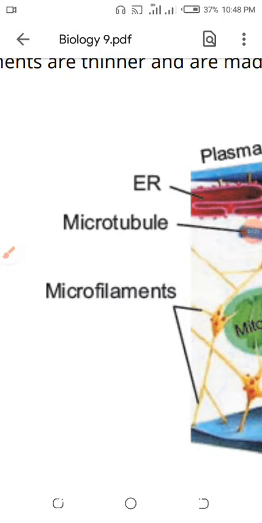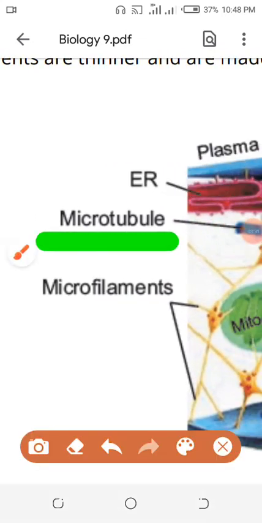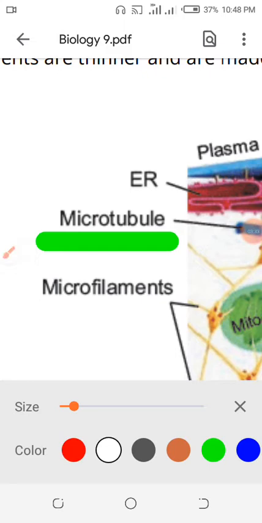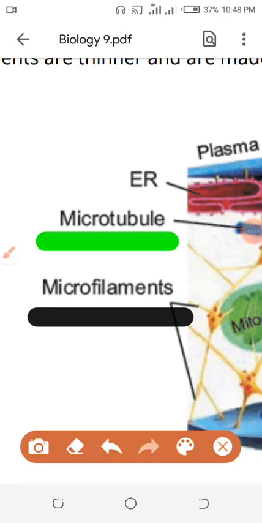I will tell you. What is the microtubule doing? Microtubule is maintaining the shape. Similarly, what is the microfilament doing? The microfilament is not maintaining the shape, it is changing the shape. The black color is changing the shape, the green color is maintaining the shape. So this is a difference.